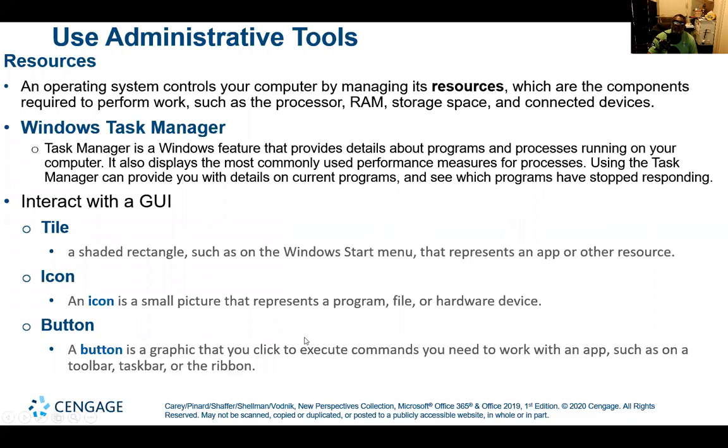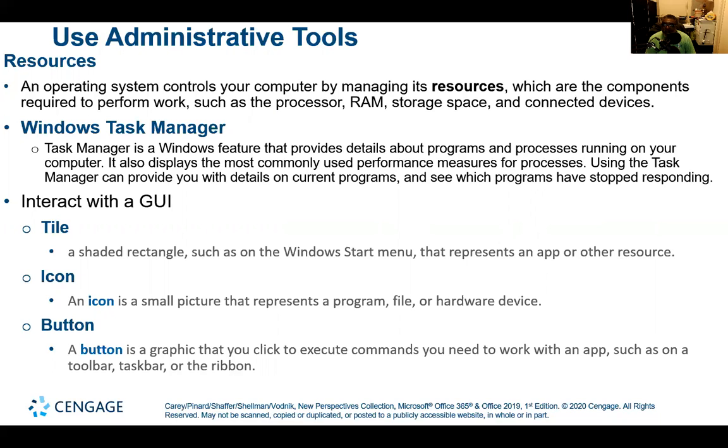All right, resources. An operating system controls your computer by managing the resources, which are components required to perform work, such as the processor, RAM, storage space, and connected devices. Windows Task Manager is a Windows feature that provides details about the programs and processes running on your computer. It also displays the most commonly used performance measures for processes. Task Manager can provide you with details on current programs and show which programs have stopped responding.